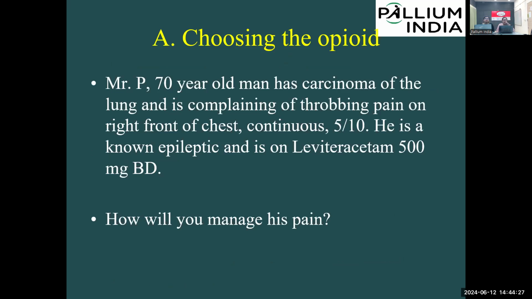So next we have a 70-year-old man with carcinoma of the lung, and he is complaining of a continuous kind of pain in the right front of the chest, which is throbbing in nature, scoring around 5/10. He is an epileptic and he is on levetiracetam, 500 milligram twice daily. What would be the right choice of opioid for this patient?